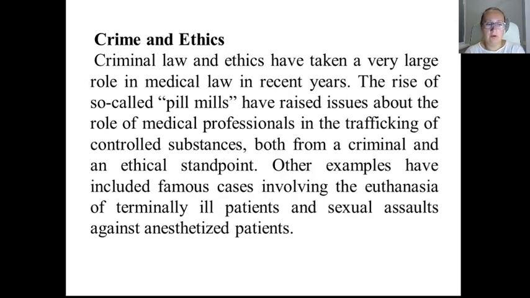So the next part is crime and ethics. About ethics, we already talked with you more, so we won't look at it in a detailed way here. But about crime, criminal law and social ethics have taken a very large role in medical law in recent years, especially in most countries in which criminal law has been going through modernization. So the rise of so-called pill mills has raised issues about the role of medical professionals in the trafficking of controlled substances, both from a criminal and an ethical standpoint.